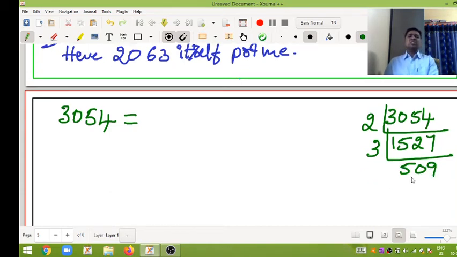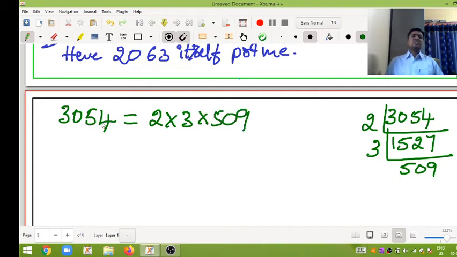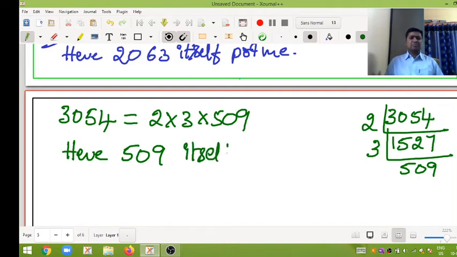This 509 itself is a prime. So that's why up to there we have to do. So 2 into 3 into 509. So the prime factorization of 3054 is 2 into 3 into 509, my dear friends, whereas here 509 itself is a prime.